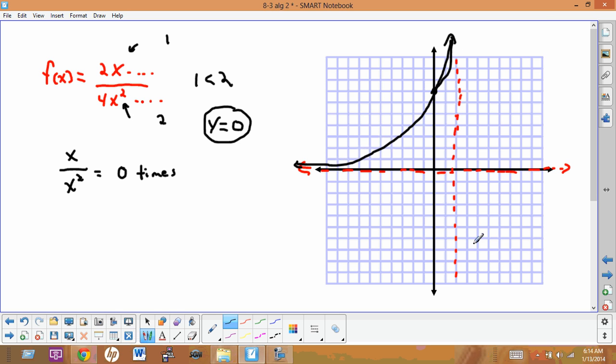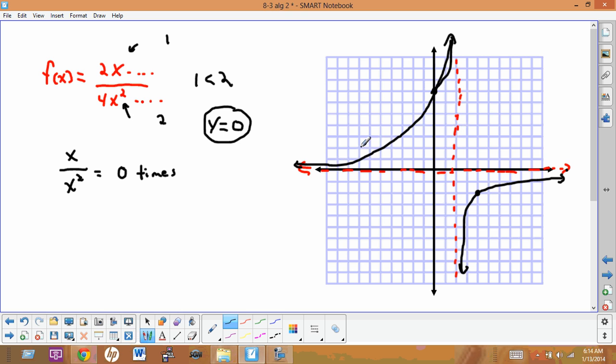For the other side of the graph, we would have to plug in some points, and let's just say we did, and we found we had a point here. We could say this is our end behavior, because again, the horizontal asymptote guides the end behavior. And it's going to come through this point and shoot down. And that could be a graph.